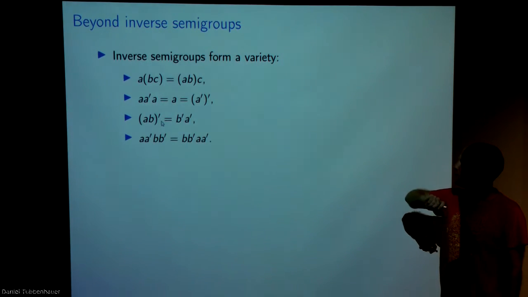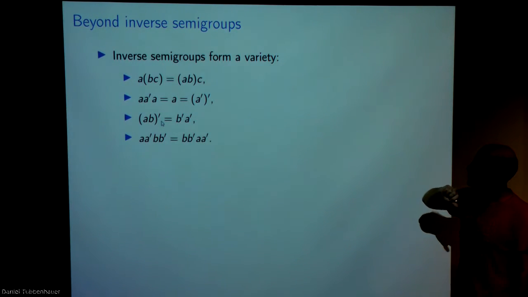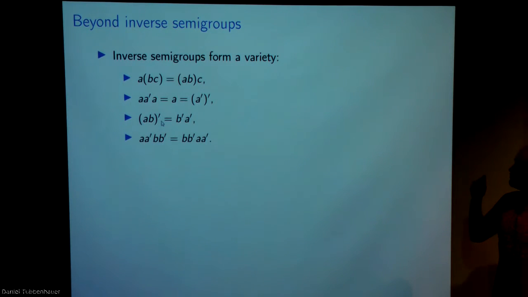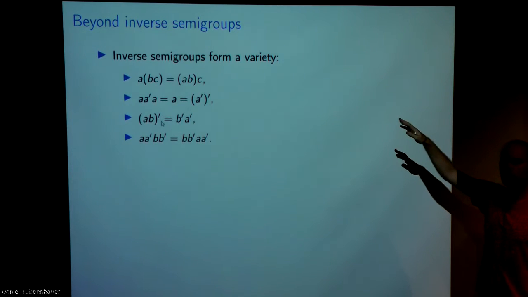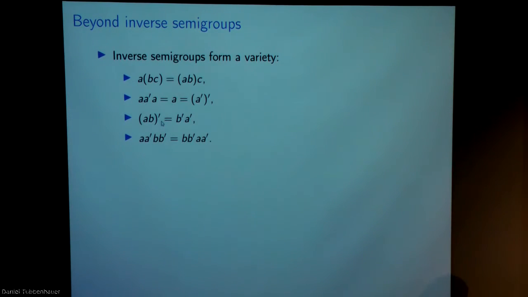So a lot of these very basic properties of inverse semigroups are elementary, but if you try and discover the proof, it's not easy. What's really interesting is that any algebra with a binary and unary operation satisfying these laws happens to be inverse. So this is actually a complete set of identities for inverse semigroups.